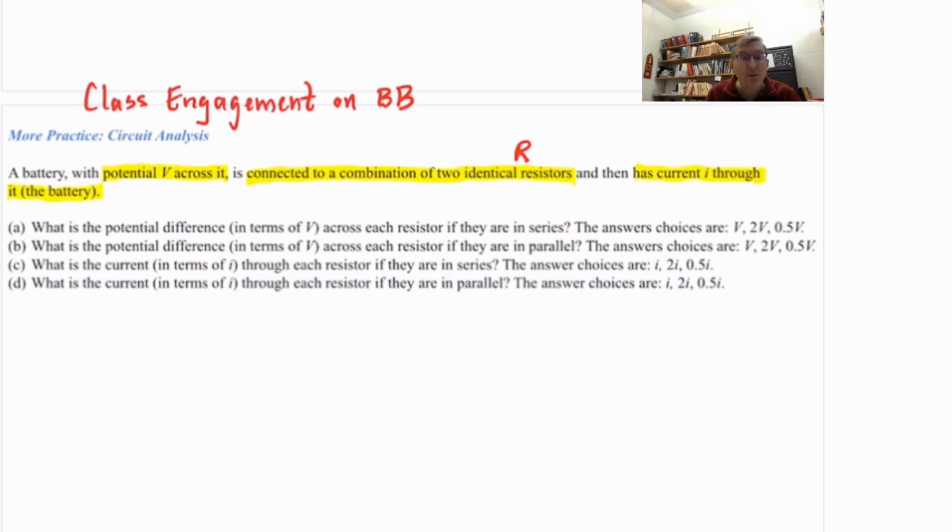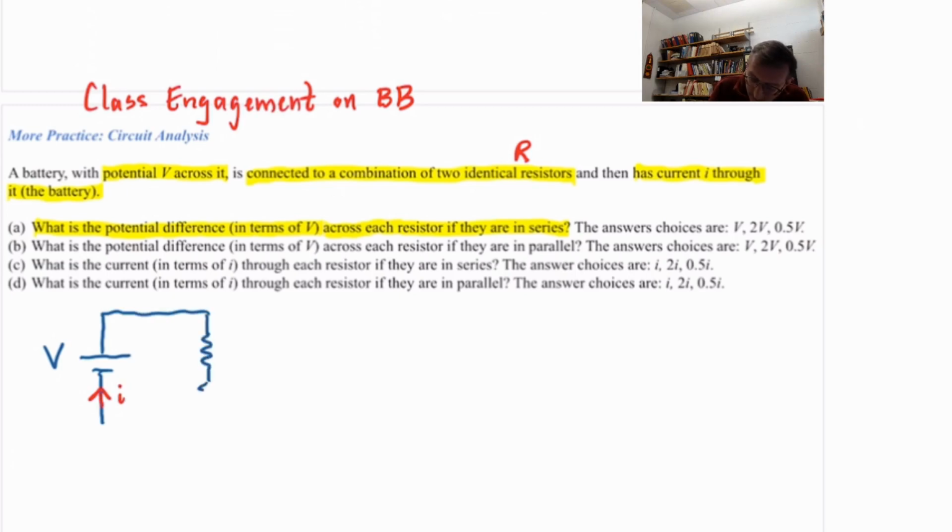Okay? All right, then we've got some cases to consider here. First, A: what is the potential difference in terms of the V across each resistor if they are in series? The potential difference across the battery is V. But what's the potential difference across each resistor? So let's draw a picture. We've got a battery like that. The potential difference across it is V, and the current going through it is I, and then connected to it are two resistors, identical, in series.